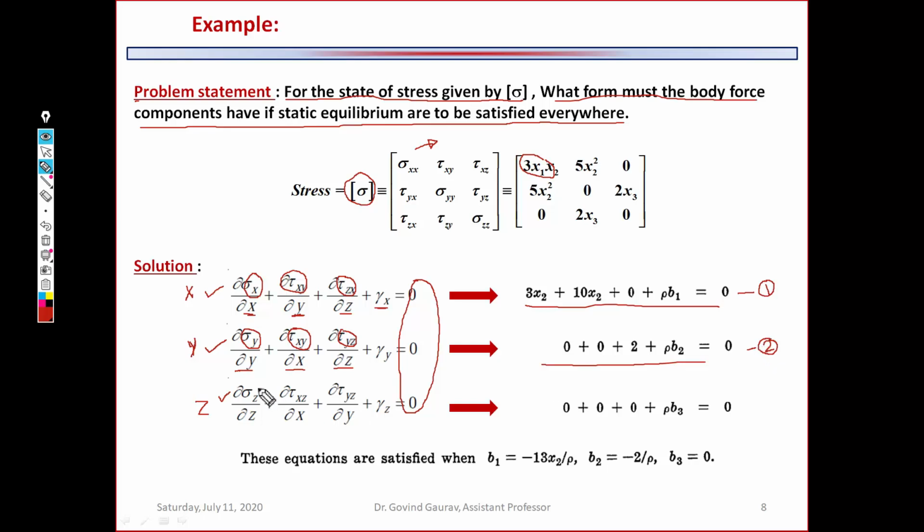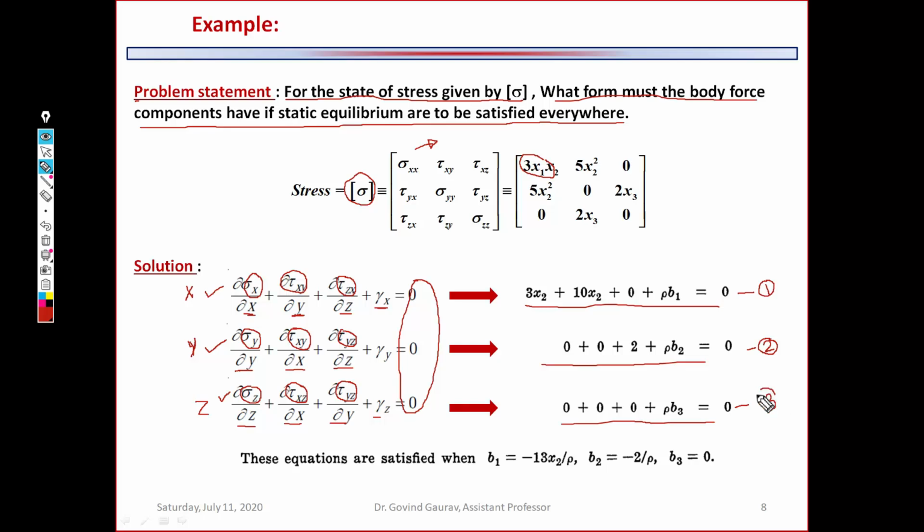Third is, again we will put the coefficients. These coefficients are given in the form of the matrix. We will put the values of sigma zz, tau xz, and tau yz, and partially differentiate with respect to z, x, and y, and this one is the body force. Then we will get the third equation, which is represented by this.